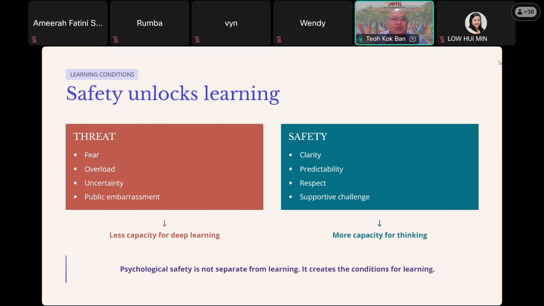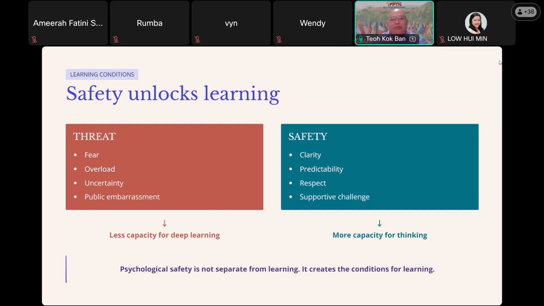So imagine a student sitting in class thinking, is the lecturer going to suddenly call my name? Am I going to say something wrong? Is everyone actually looking at me? I don't understand that instruction, but I'm afraid to ask because maybe my friend will say that this is a stupid question. So it becomes very difficult to focus deeply on learning when your mind is occupied by all these concerns.